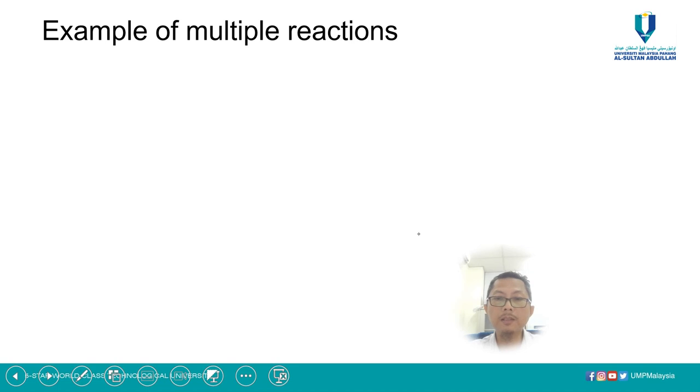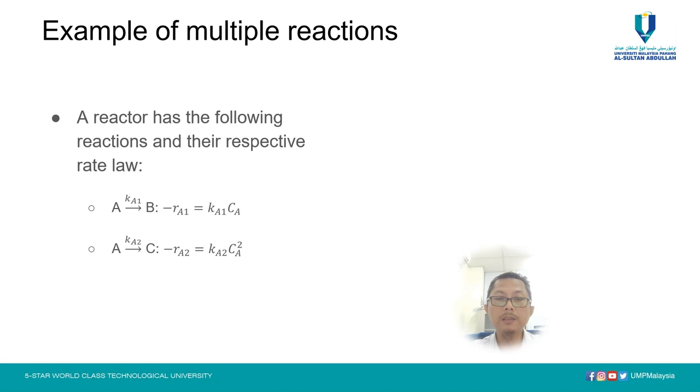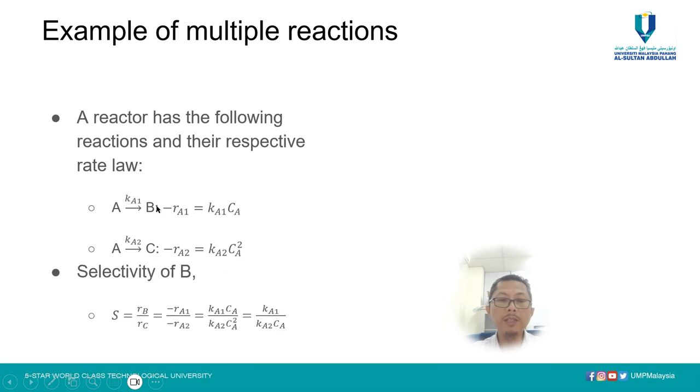An example of multiple reactions that I can show you as a case study. Assume that a reactor has the following reactions and the respective rate laws are given. A forms B, and at the same time A is involved in producing C, which is undesired. Assume that the first reaction is elementary, the second reaction is non-elementary, second order. If B is the desired product and C is the undesired product, the selectivity of B is rate of B per rate of C, equals negative rA1 per negative rA2, equals k1 CA over k2 CA squared. Finally, we have this equation.